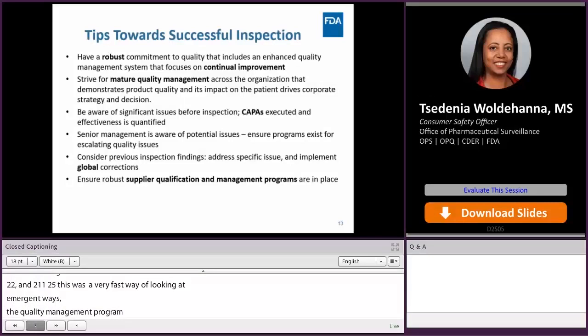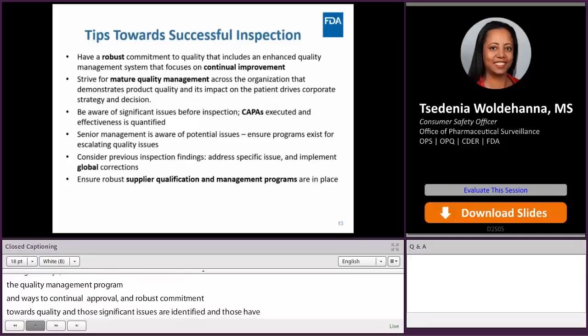It is also important that significant issues are identified before inspection. Your major investigations should have adequate corrective and preventive actions in place, and they are executed accordingly. Senior management should be aware of these potential issues. You want to empower your staff to bring up those potential issues so that you are aware of them prior to these inspections occurring.